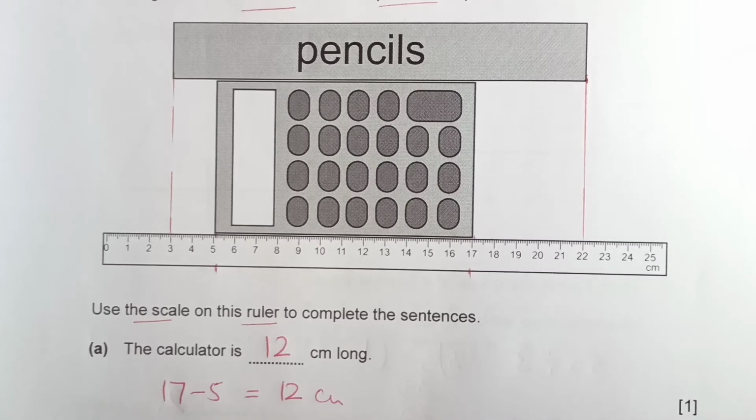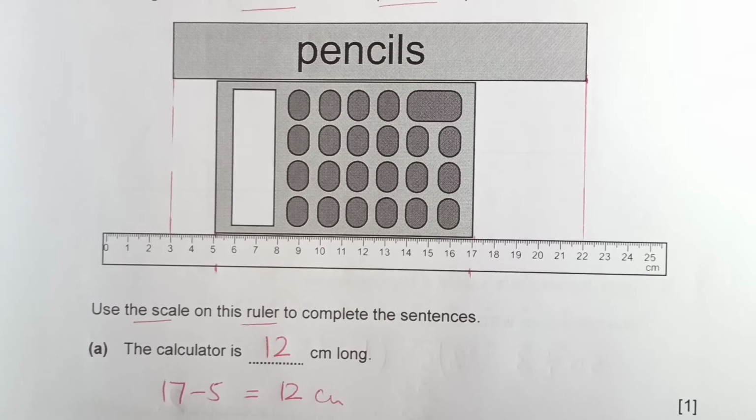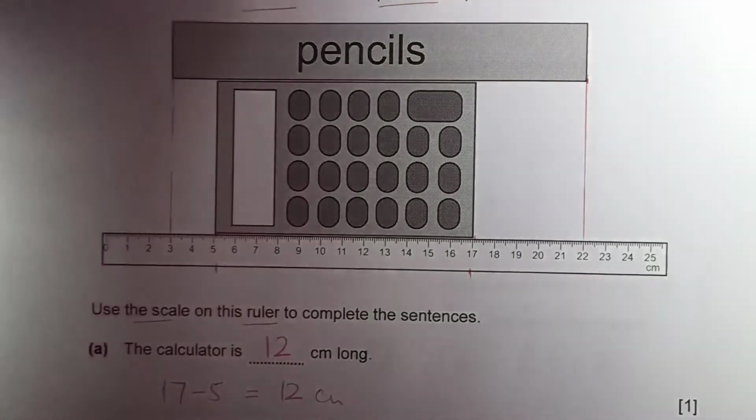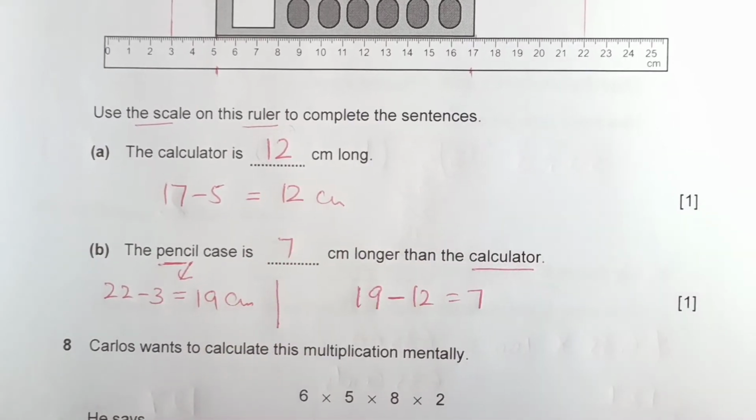Okay, but we need to see how much longer is the pencil case than the calculator. So we are going to do 19 minus this 12 from here. 19 minus 12, which is 7. So it will be 7 centimeters.